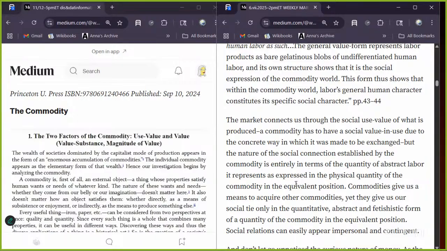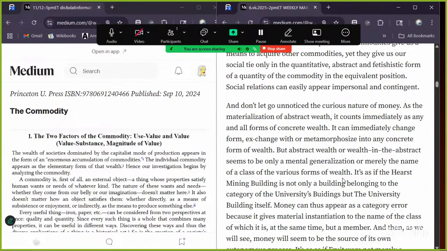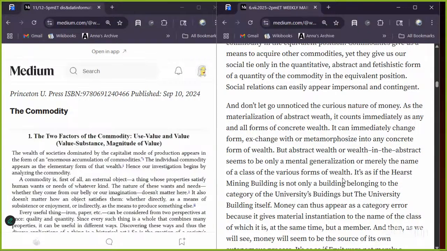Commodities give us a means to acquire other commodities, yet they give us our social tie only in the quantitative, abstract, and fetishistic form of a quantity of the commodity in the equivalent position. Thusly, social relations can easily appear impersonal but contingent. Now, don't let go unnoticed the curious nature of money as the materialization of abstract wealth. It's the materialization of abstract wealth. You see, wealth is even a further abstraction. It counts immediately as any and all forms of concrete wealth.